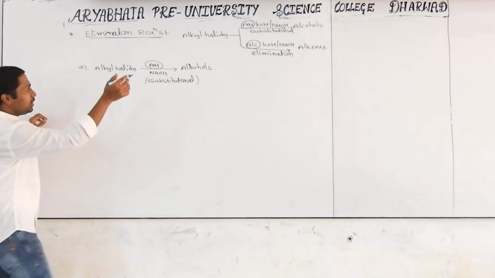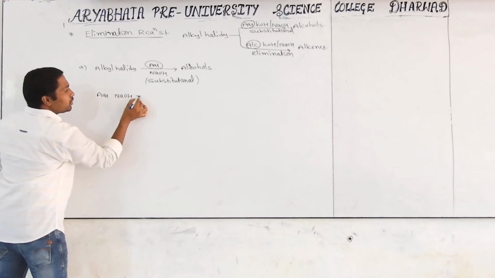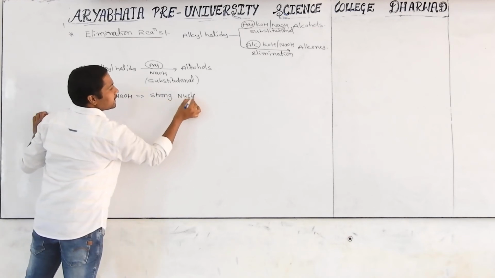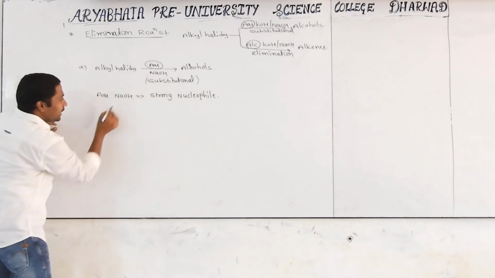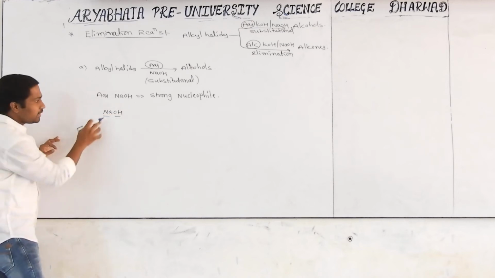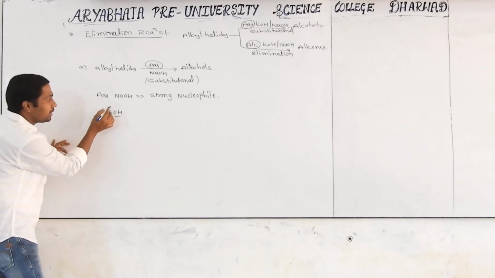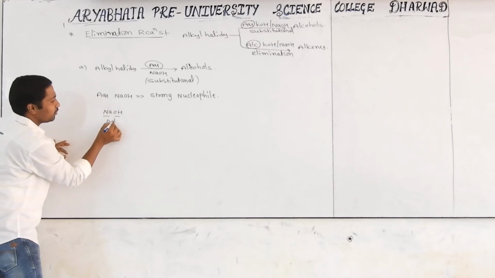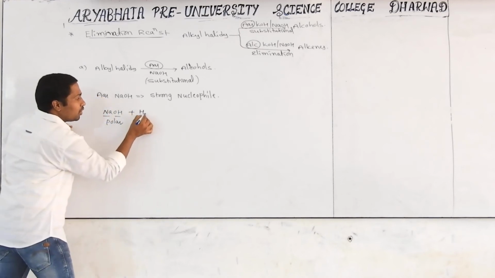I want to explain. If you take aqueous NaOH, this aqueous NaOH is acting as a strong nucleophile. Why? Take NaOH. NaOH is a combination of two particles: one is Na, another is OH. Na has metallic character, so it becomes positively charged. OH becomes negatively charged. So NaOH is polar. It is dissolving in aqueous, which means water.